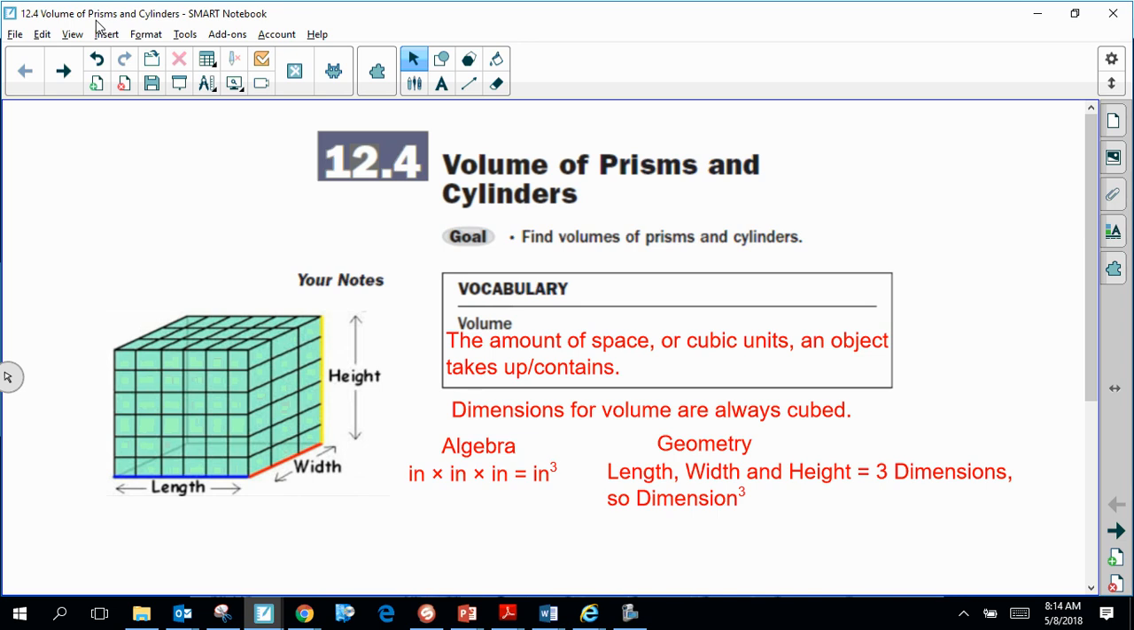And the algebra explanation behind it would be because when we say the volume of something, we're multiplying three dimensions together. So inches times inches times inches in the example that I have. Anything multiplied by itself three times would be inches cubed in this case. More of a geometry explanation about why we cube our dimensions is because we're working in three dimensions now instead of two dimensions like we did with area.